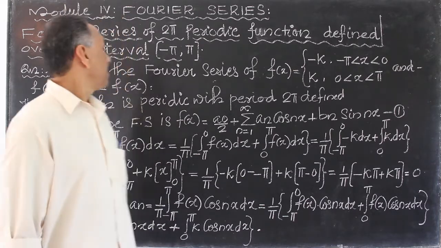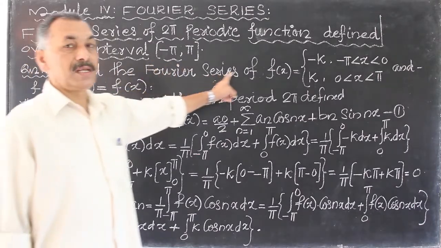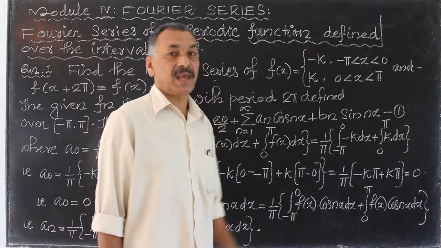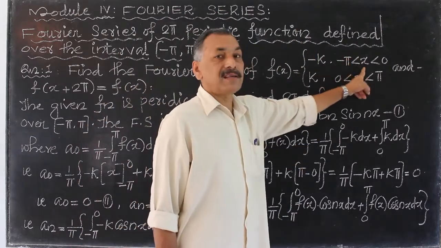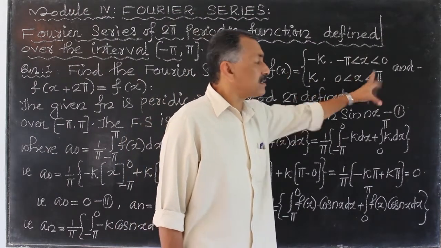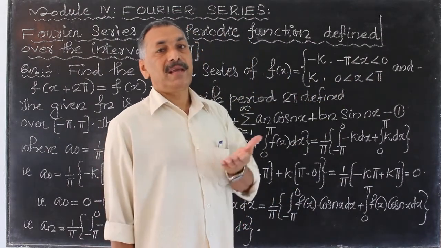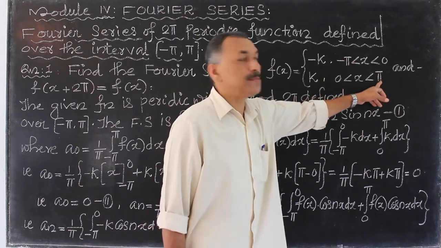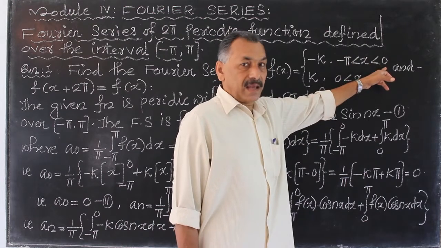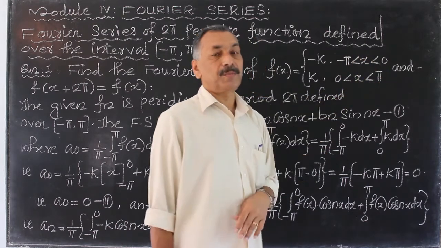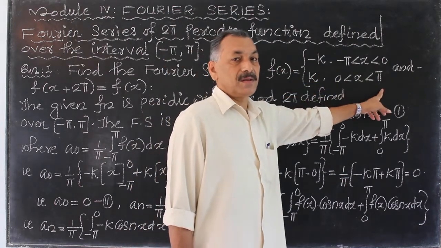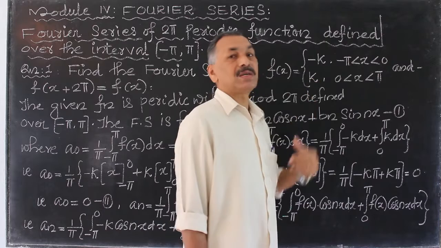Consider this problem. Find the Fourier series expansion of this function: f of x is equal to minus k if minus pi less than x less than 0, and equal to k if 0 less than x less than pi. That means x can take values between minus pi and plus pi. If x is negative, that means minus pi less than x less than 0, then f of x is equal to minus k. If x is positive, in the interval 0 to pi, f of x is equal to k.